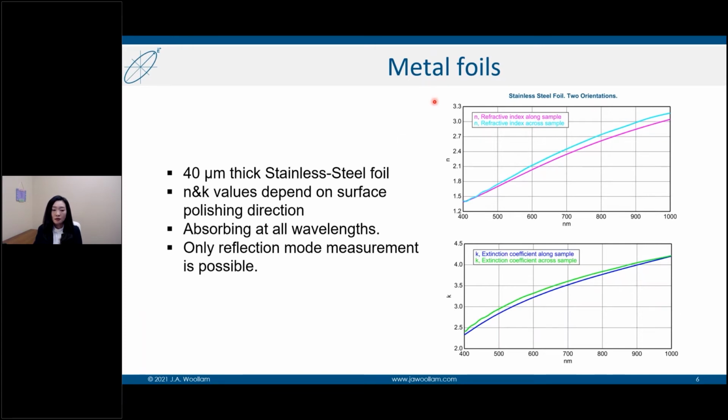Here are the optical constants of a 40 micrometers thick stainless steel metal foil that I've measured in the past. These graphs show the typical shape of refractive index and the extinction coefficient for metals. The absorption increase towards the long wavelengths is due to the free carrier absorption in the metal. The metal surface is often rough or scattering, which leads to slight difference in the optical constants depending on the polishing direction.